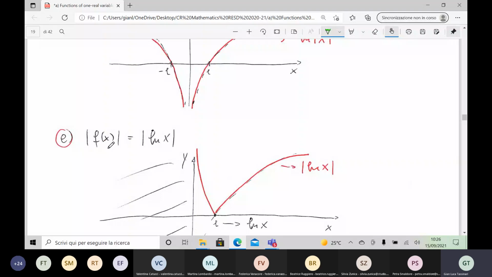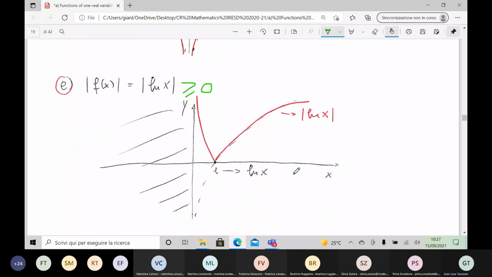Absolute value of f of x. f of x is the logarithm of x. Remember, here we can go faster because yesterday we studied how to perform this kind of graph. In particular, what I told you yesterday, by applying the definition, the absolute value of something is a function which is always greater or equal than 0. And yesterday I suggested a trick without having to distinguish the two cases. I suggested to plot first the graph of the inner function. Which is the inner function, guys? The logarithm of x.